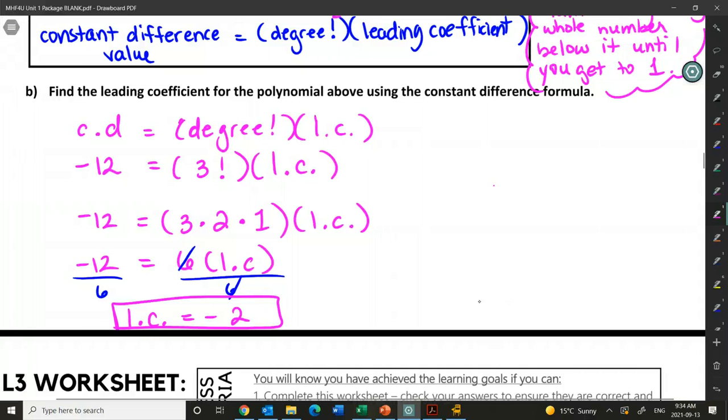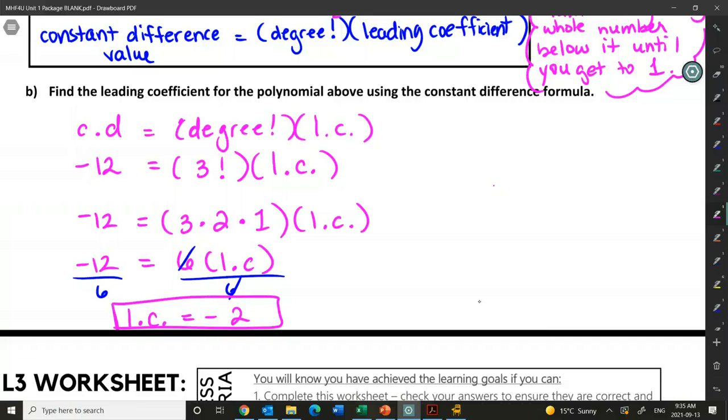Okay, any other questions for this one? Kenzie? Yep. So if I know any two pieces of this, I can find the third piece of information. If I don't know constant difference, but I know degree and leading coefficient, I can find it. Yep, good point.